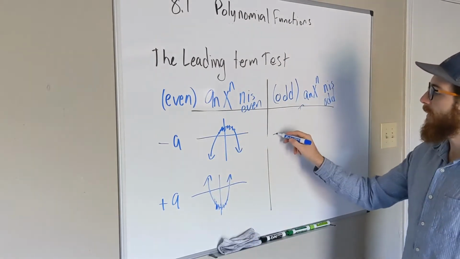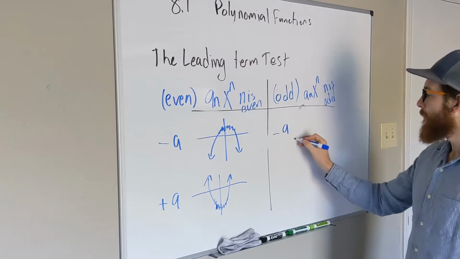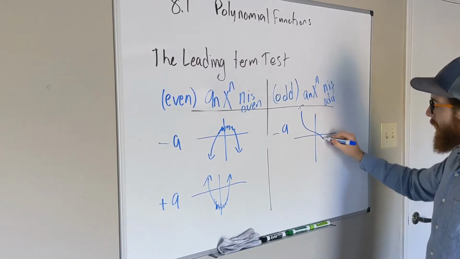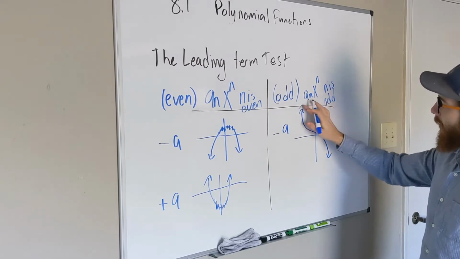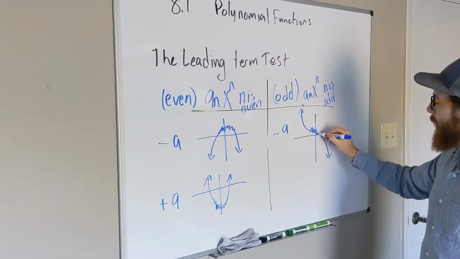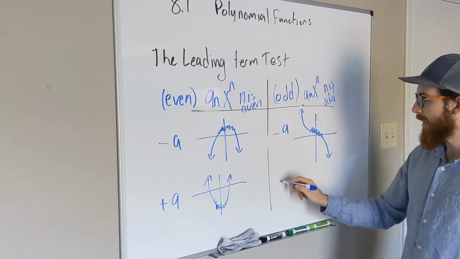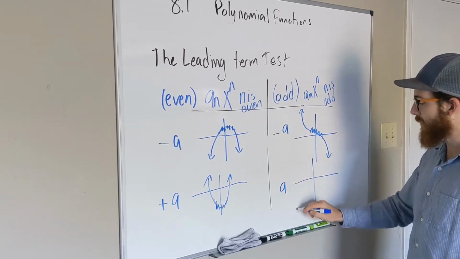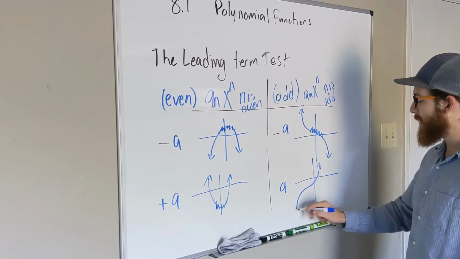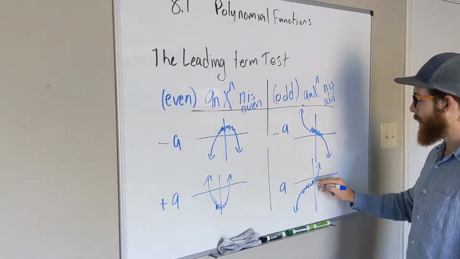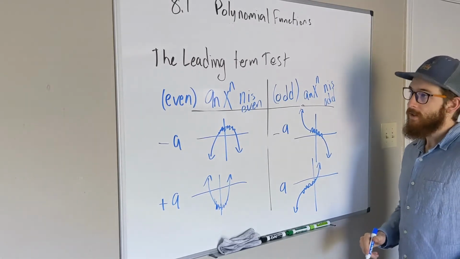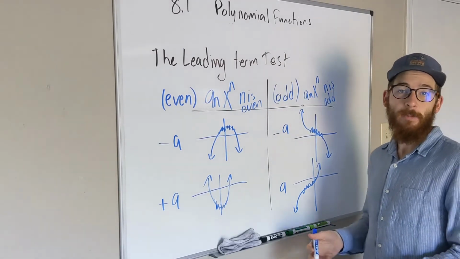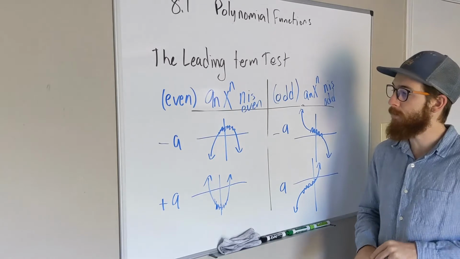For odd, if I have negative a, it's going to start in the top left and go down to the bottom right. Once again, there could be many curves in the middle. And if a is positive, it does the opposite of this. It starts in the bottom left and makes its way up to the top right. So this leading term gives us a lot of information.